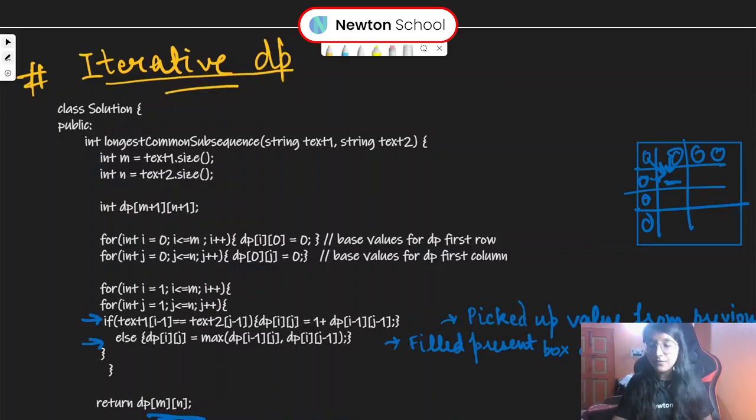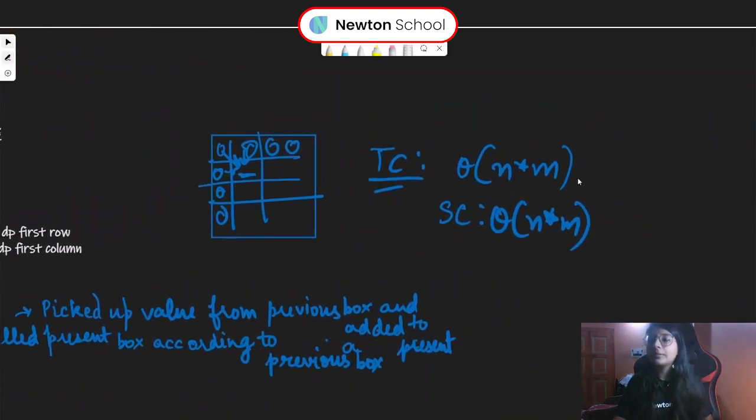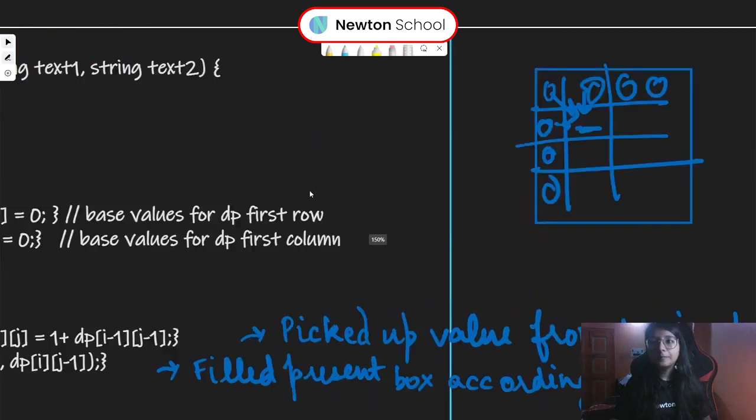Now comes the part for the time complexity and the space complexity. So the time complexity will be n into m and the space complexity is n into m again, because we are taking a table, a 2D vector, and the table is from that 2D vector only.